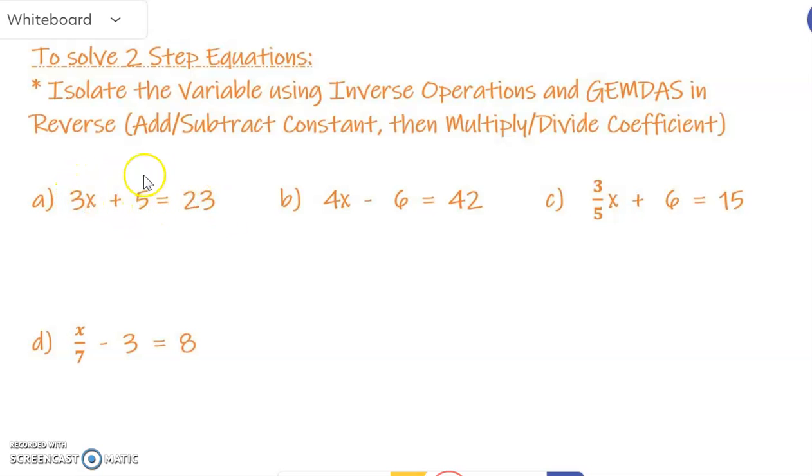And GEMDAS in reverse says we're going to use add/subtract first, because we're doing it the opposite way that GEMDAS normally shows. So we're going to deal with our constant first, which is plus 5. So we're going to do minus 5 from both sides of the equal sign.